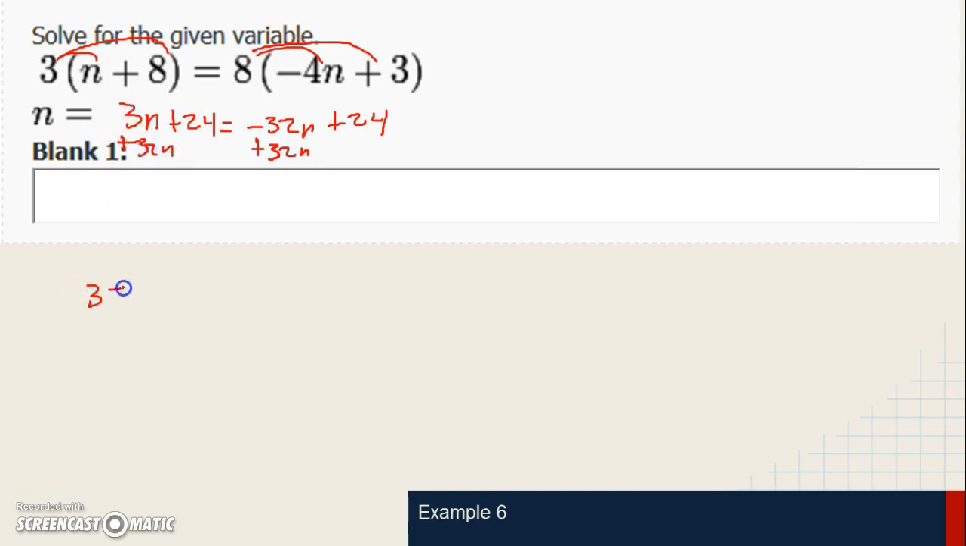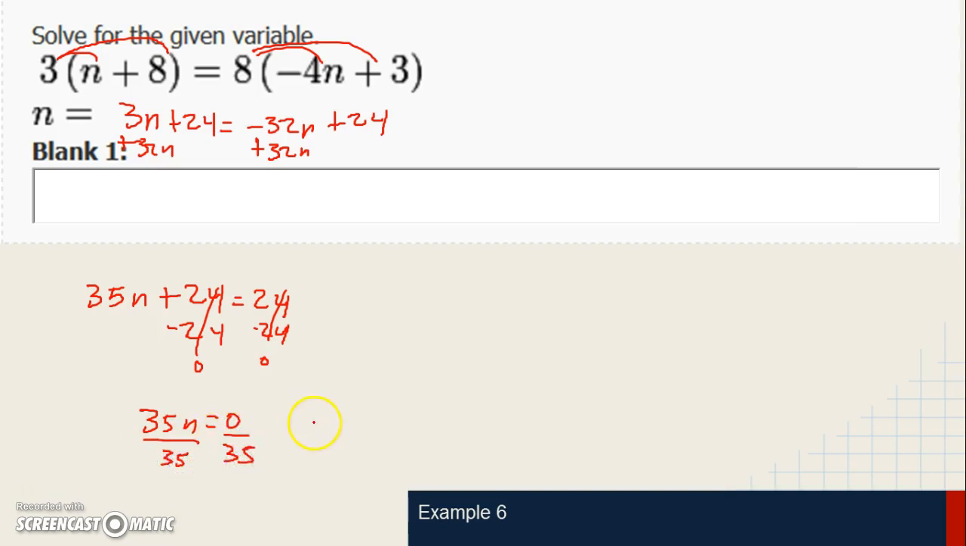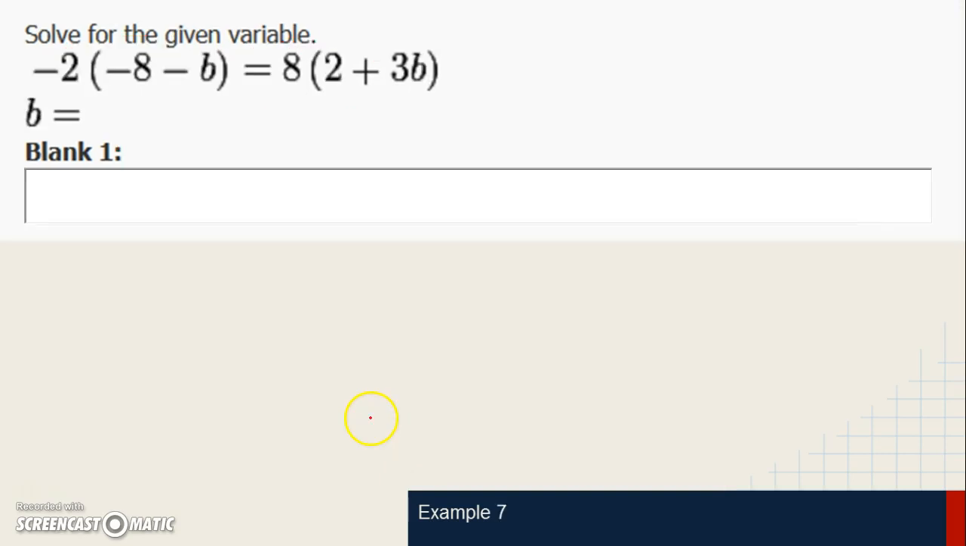And I get 35n plus 24 equals 24. I subtract 24 from both sides. 24 minus 24 is 0 here. It eliminates. It's 0 over here as well. So 35n equals 0. When I divide by 35, 0 divided by 35 is 0. So n equals 0. And again, all I have to put in over here is the 0.